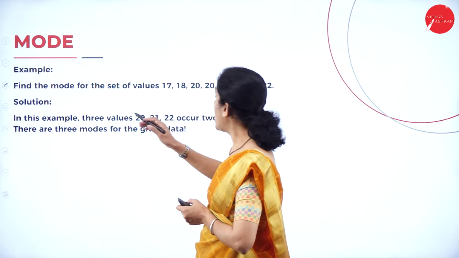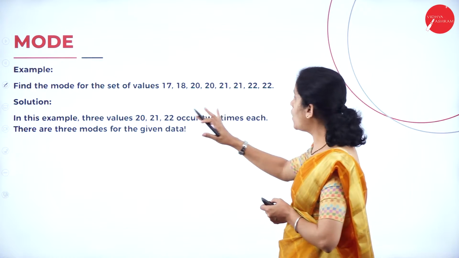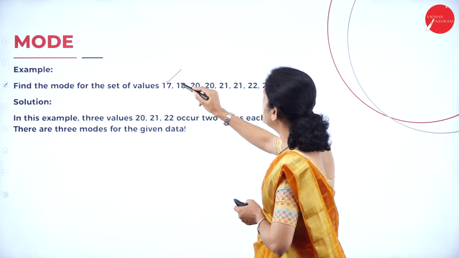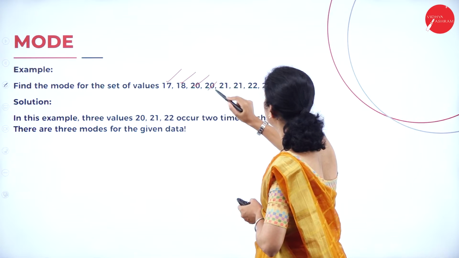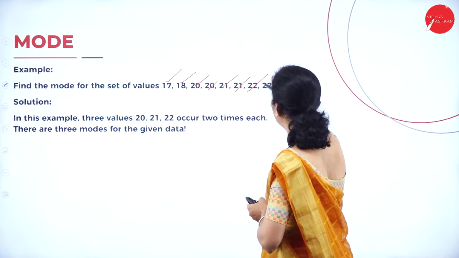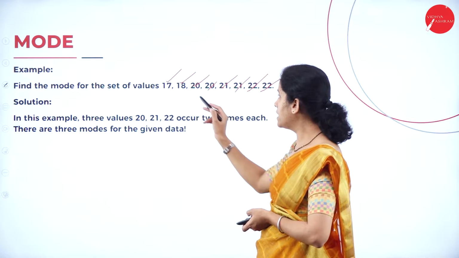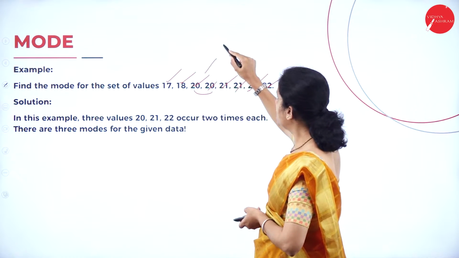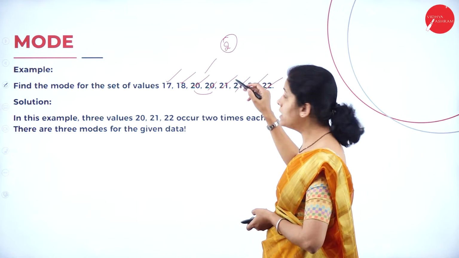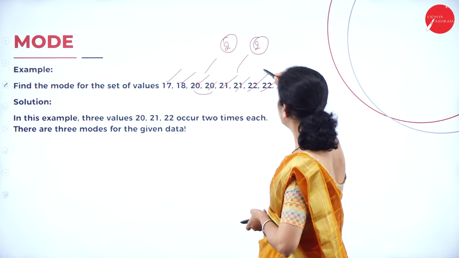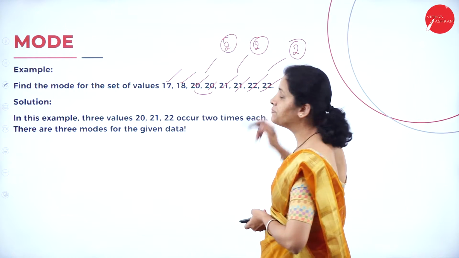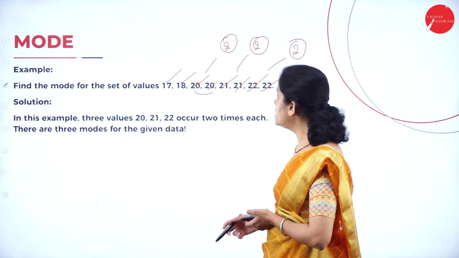Now see here, I have another set of values: 17, 18, 20, 20, 21, 21, 22 and 22. Then what is the mode here? If I consider 20, it appears twice, 21 appears twice and 22 appears twice. So what is the mode here?